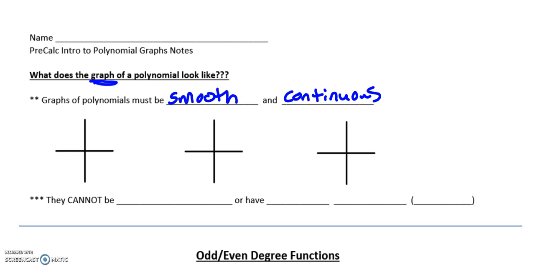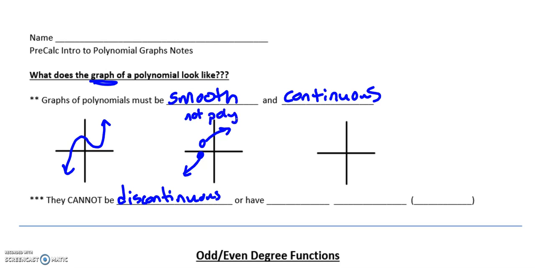Smooth and continuous. So a smooth and continuous graph might look something like that. That would be the graph of a polynomial. The key is they cannot be discontinuous. And we looked at the types of discontinuities before, specifically something like a jump, like that, would not be a polynomial. So that's not a polynomial.